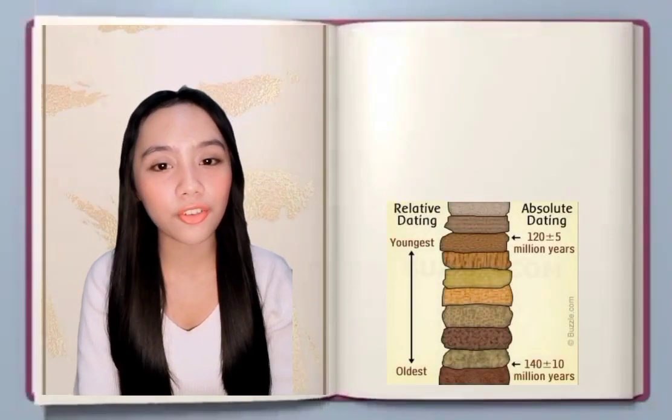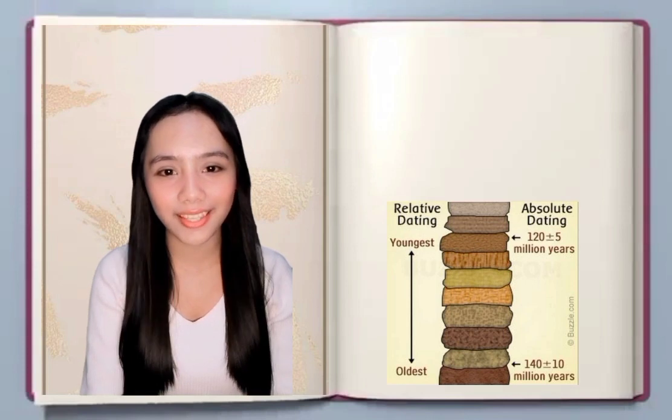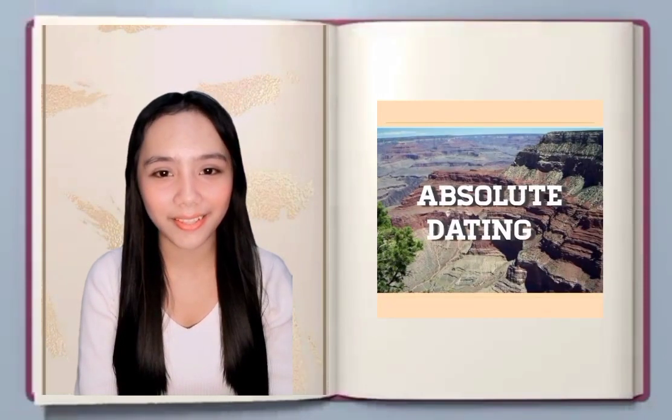Dating techniques are procedures used by scientists to determine the age of rocks. Geologists establish the age of rocks in two ways: relative and absolute dating. Today, the highlight of our discussion is about absolute dating. So what is absolute dating?